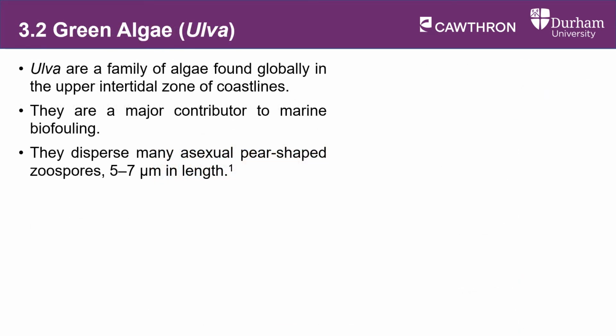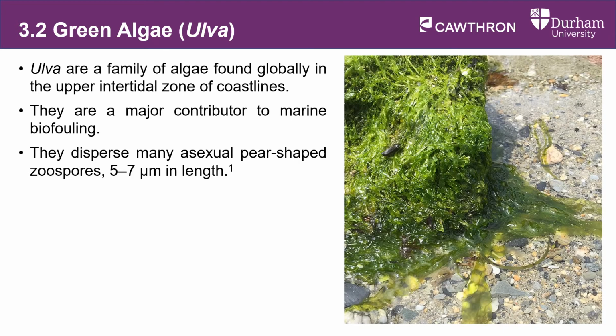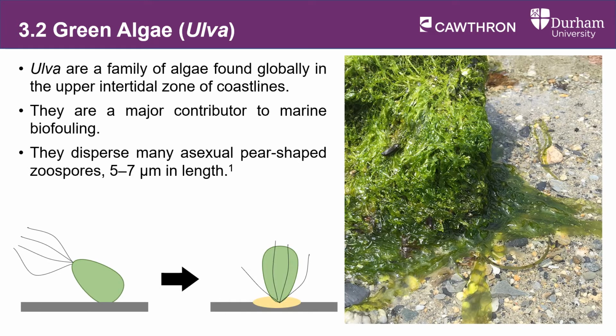Here, a closer examination of green algae species, such as Ulva linza, shown here, is undertaken. These species are commonly found in the upper intertidal zone of coastlines. They are often used as model marine fouling species as they can be readily found on man-made structures and ship hulls. They settle on new surfaces through the release of pear-shaped zoospores, which travel through the water column until they settle on a surface. They then produce an adhesive pad to ensure firm attachment.